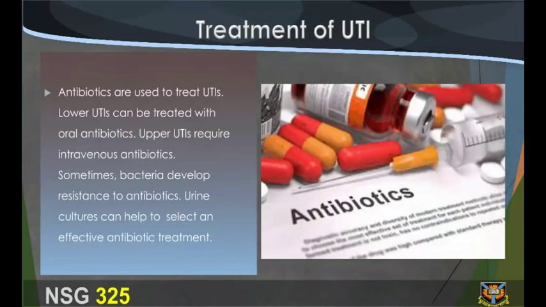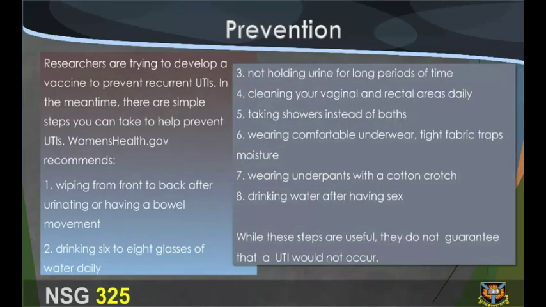Antibiotics are used to treat UTIs. Lower UTIs can be treated with oral antibiotics. Upper UTIs require intravenous antibiotics. Sometimes bacteria develop resistance to antibiotics. Urine cultures can help to select an effective antibiotic treatment. Researchers are trying to develop a vaccine to prevent recurrent UTIs. In the meantime, there are simple steps you can take to help prevent UTIs.